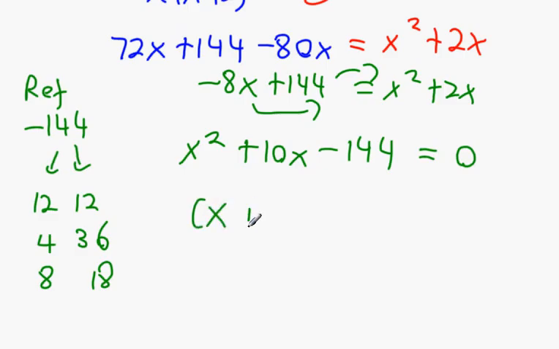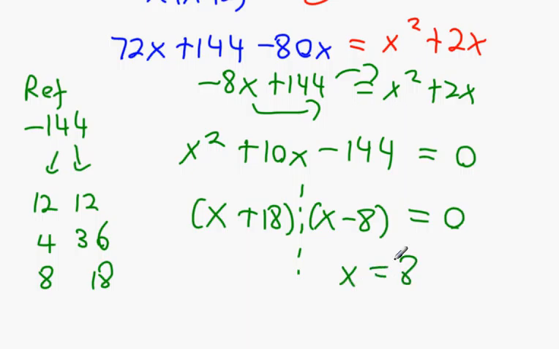So it's going to be x plus 18, x minus 8 equals 0. So, x therefore equals 8. Can x equal minus 18? No. Because you can't have a negative amount of rows.